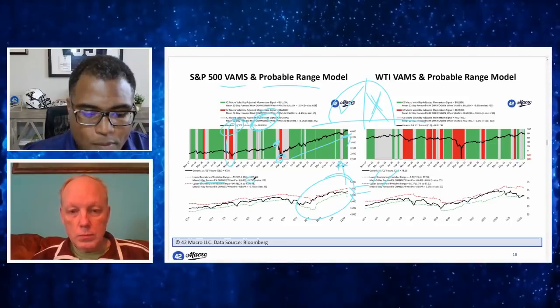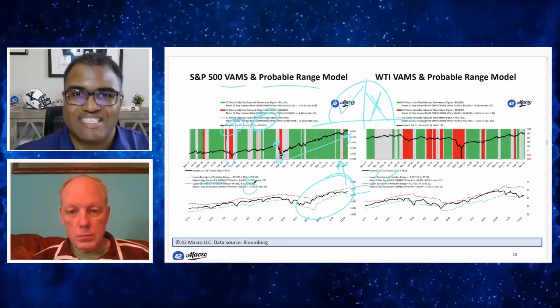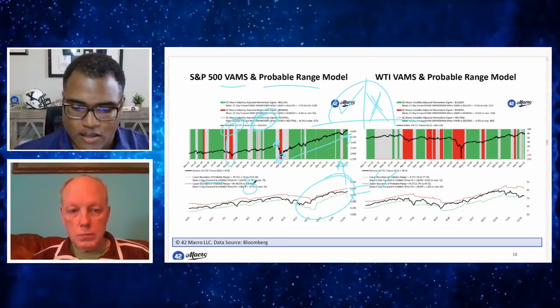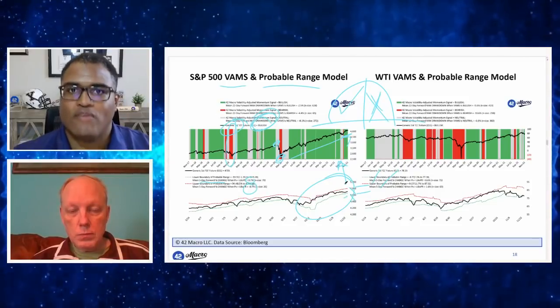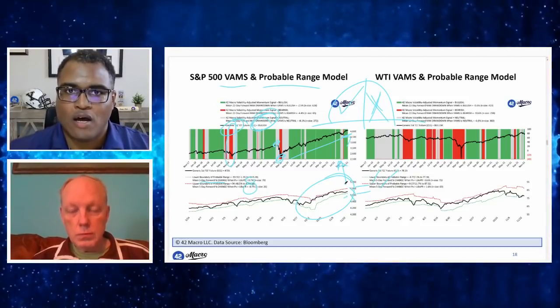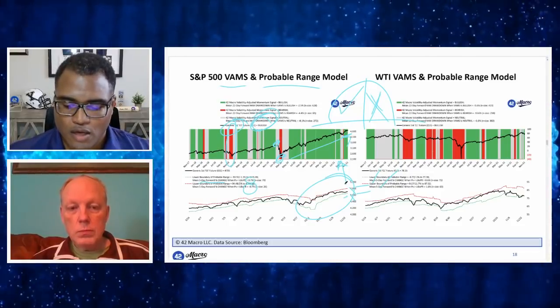When it violates the upper boundary of its probable range, it's 70 basis points to the downside. And so obviously that's telling you that these ranges are working in terms of catalyzing immediate term reversals in price momentum.